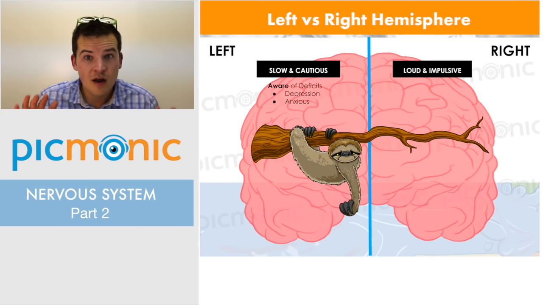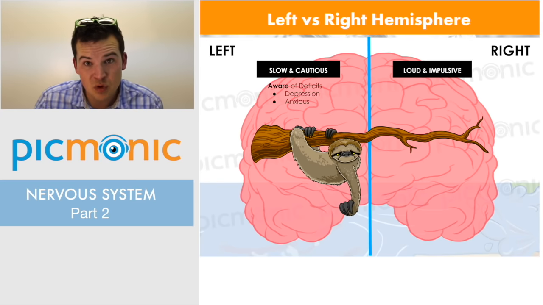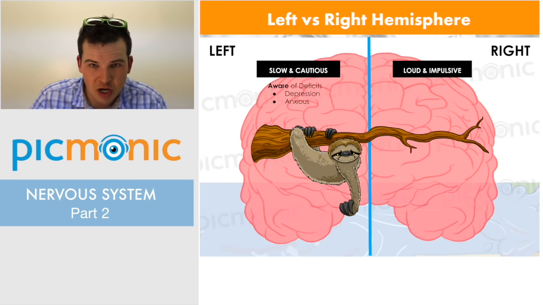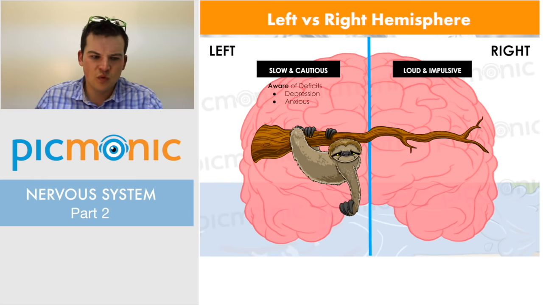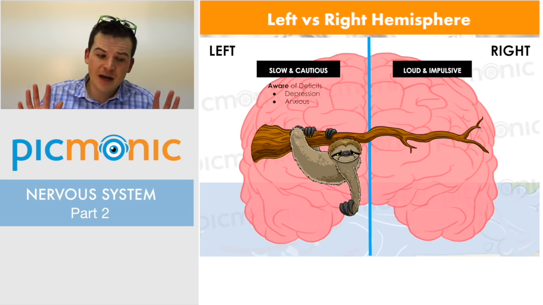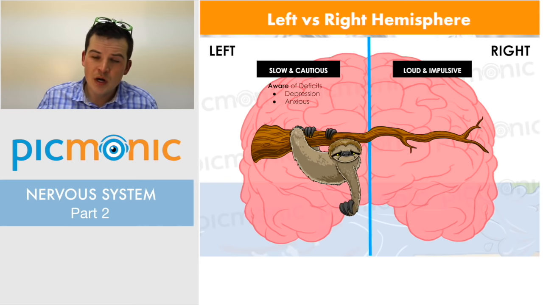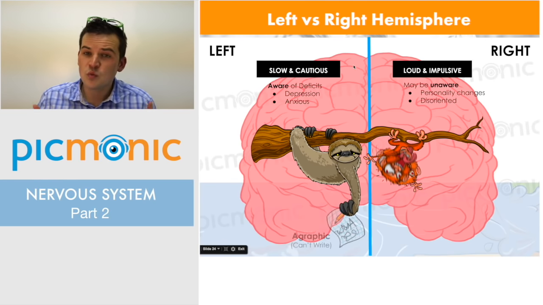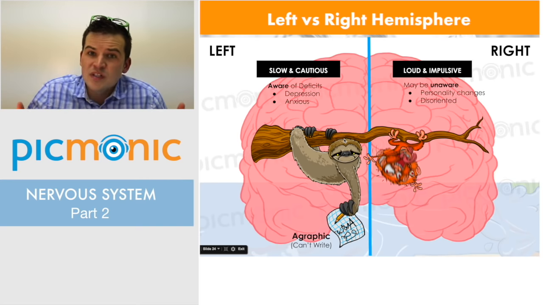They're aware that the right side of their body is not moving. They're aware something's wrong, but they get very depressed. They're upset. They're anxious. But they're just very cautious because of all this. And that's really, really important, because people who have left-sided hemisphere strokes can't express themselves. They can't express what's going on with them.